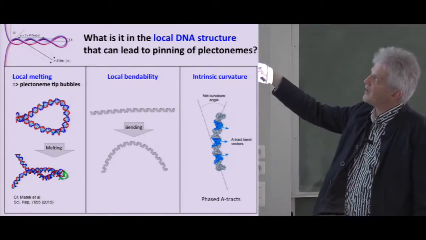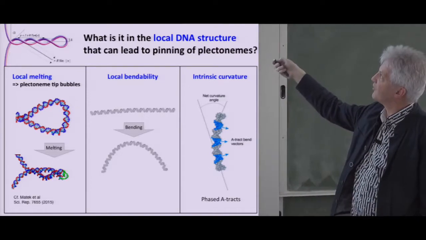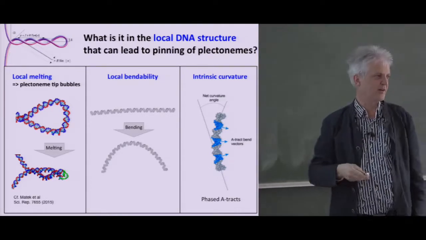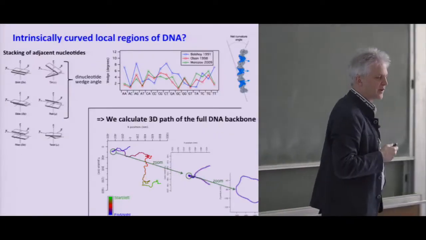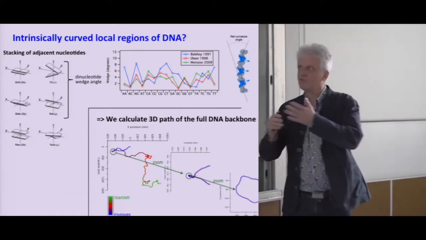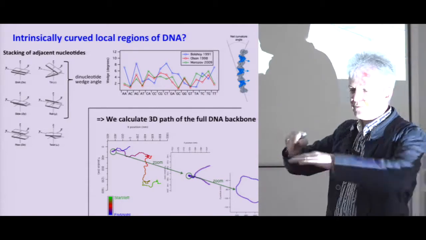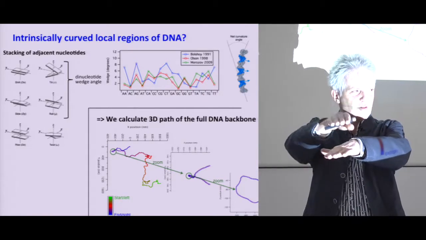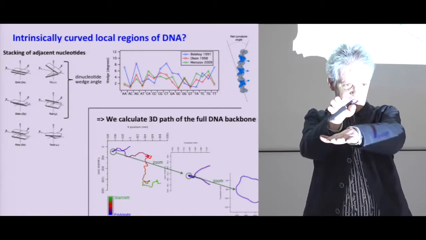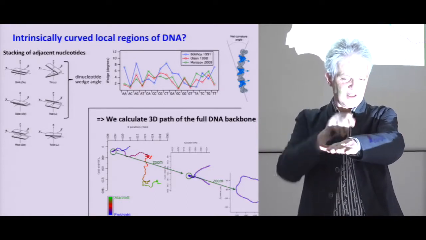So we're thinking about the mechanism. What is pinning these plectonemes? And we're thinking actually this intrinsic curvature may play an important role. Let me explain that to you. What we do is take some classic models for DNA. You can look at the DNA, and from base pair to base pair, you can characterize the exact mechanical arrangement of how the next base pair is positioned.